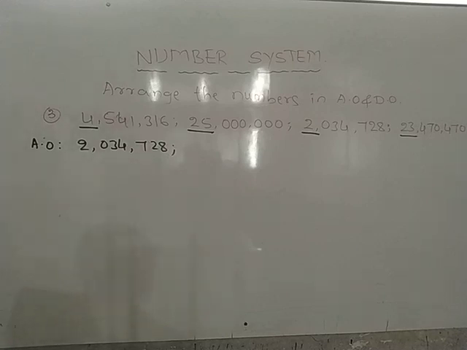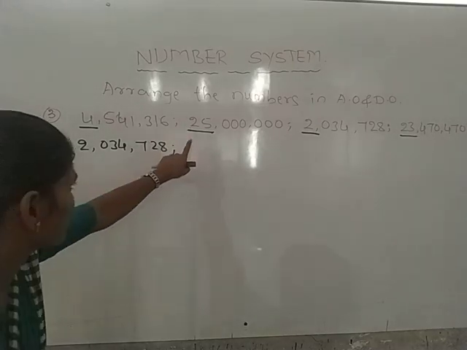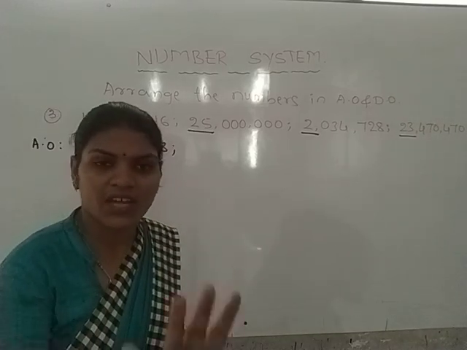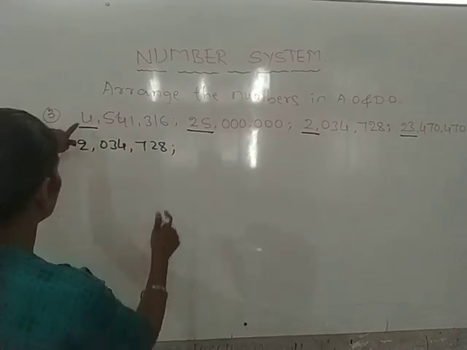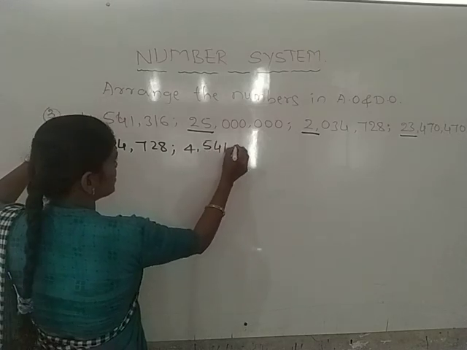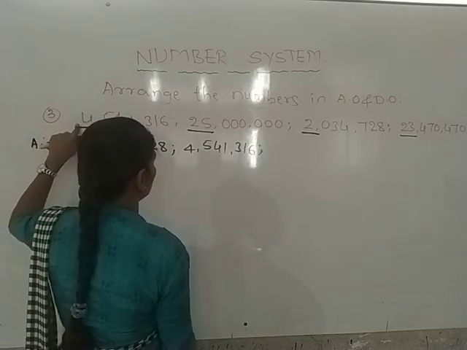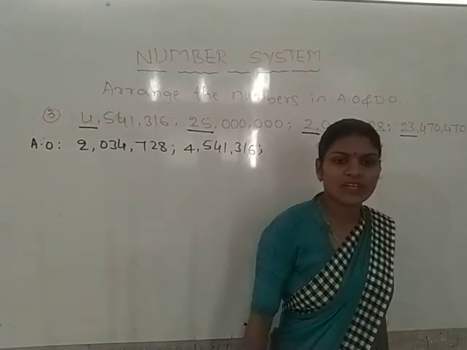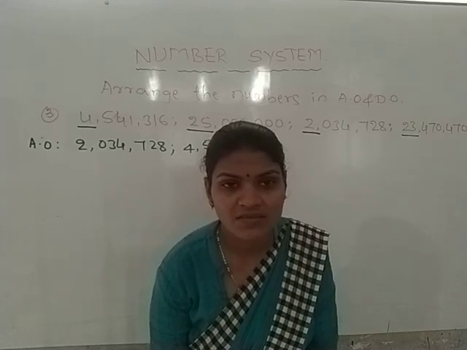2,34,728. So next, in between 23 million, 25 million, 4 million, which one is the least one? Very good. 4 million is the least one. So 4,541,316. Next one, in between 25 million and 23 million, which one is the least one?